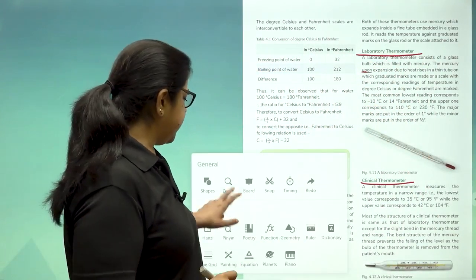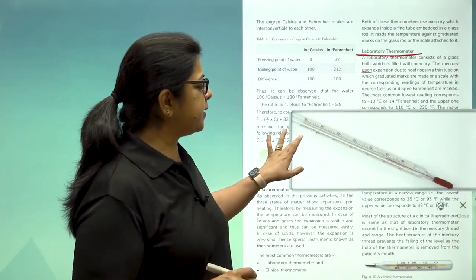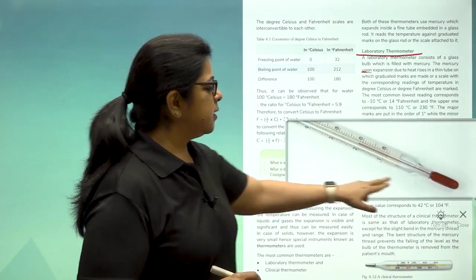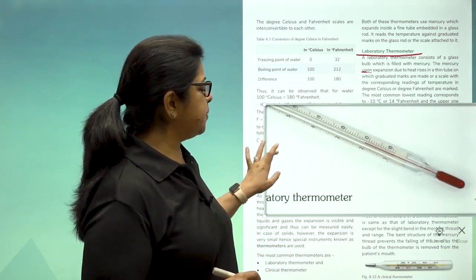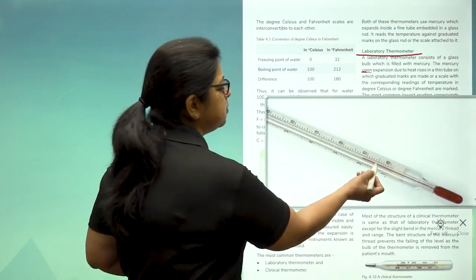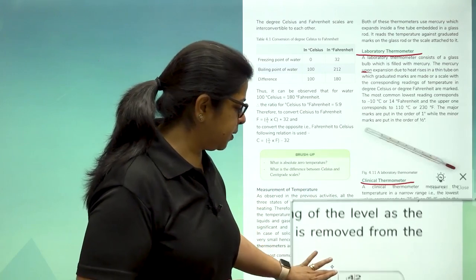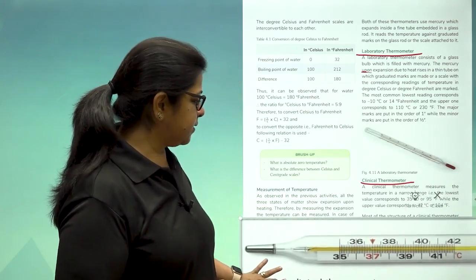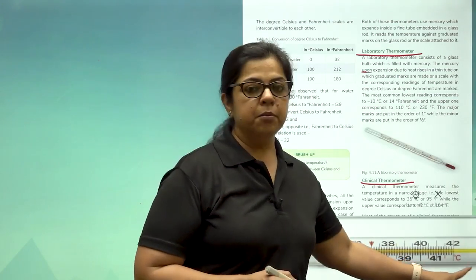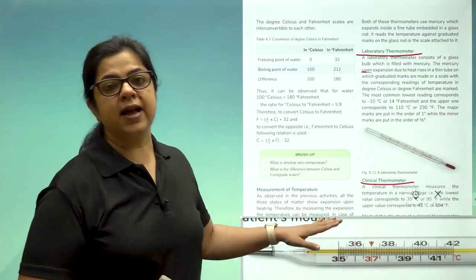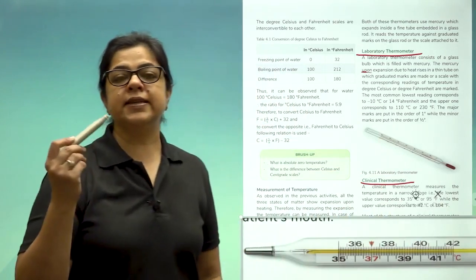If you look at the picture very carefully, you will realize that both these thermometers look practically the same. They have got a bulb in the front. They have got mercury filled in them. When the temperature rises, the mercury moves up. It shows you the temperature. This is a laboratory thermometer and this is a clinical thermometer. Again, in this case, you can see that there is a bulb and there is mercury. The difference between the clinical and laboratory thermometer is that at the end of the mercury, there is a kink.